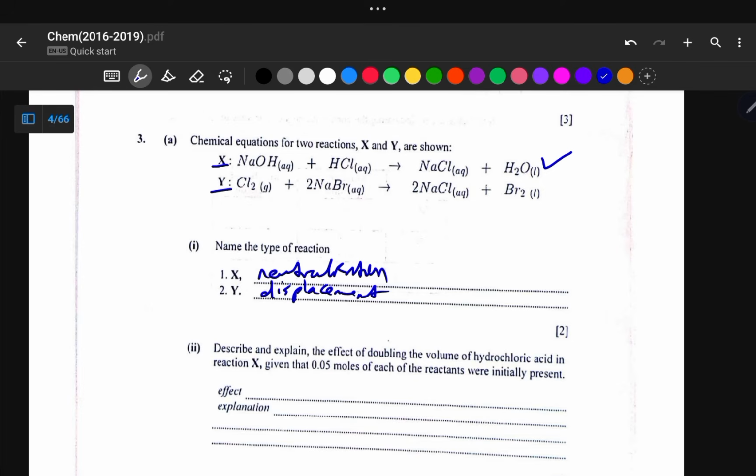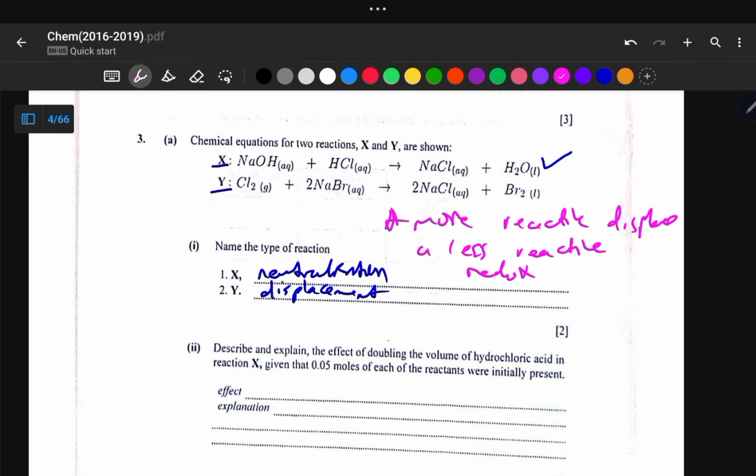And then we want to explain what a displacement reaction is. A displacement reaction can be defined as the reaction where the more reactive element displaces a less reactive element from its compound. So a more reactive displaces a less reactive. This is the definition for a displacement reaction. It is a subtype of a redox reaction where reduction and oxidation both take place, right?